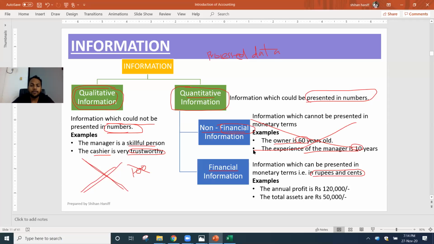Then what do you provide? Only financial information, information which can be presented in monetary terms. The annual profit 120. The total assets 50,000. So that is why they say accounting is a function which provides financial information. This term is also important. You can't just say information. It's financial information, right? So that is the reason we need to learn this.